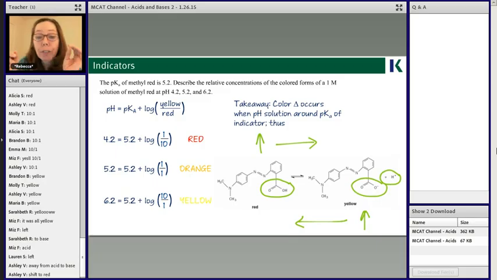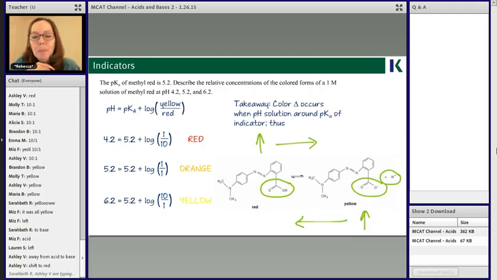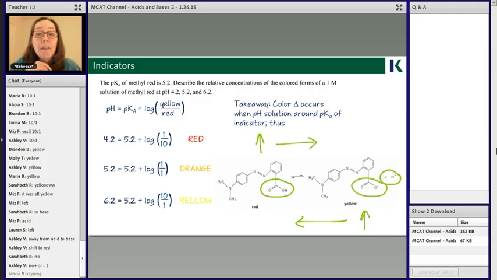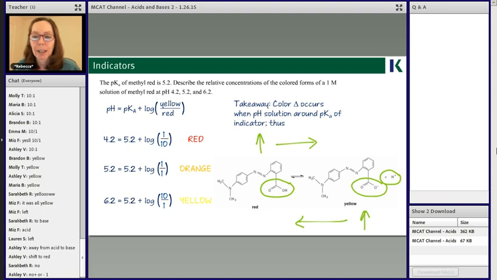Do you have to use exactly the pKa as your endpoint pH? No. As long as you don't need to go more than half a point to a point beyond. Exactly, Ashley, plus or minus 1 point around it. Excellent. So you choose an indicator with a pKa near where you want to be. Okay, that's what we already talked about.